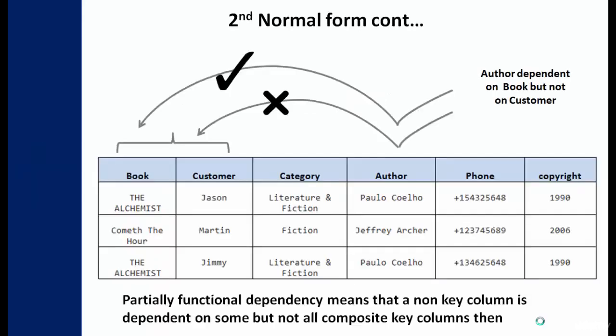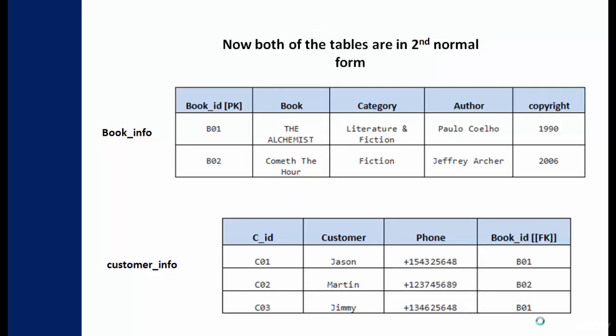So if we recall our table, many of the columns like author, category and copyright are partially functionally dependent on books column. So the table is not in second normal form. We need to remove this dependency, and for that we have to further divide this table. So what we have done is we have removed partial functional dependency. We have divided the table into two parts and assigned a primary key in both tables. So we have created a book info and customers info table.